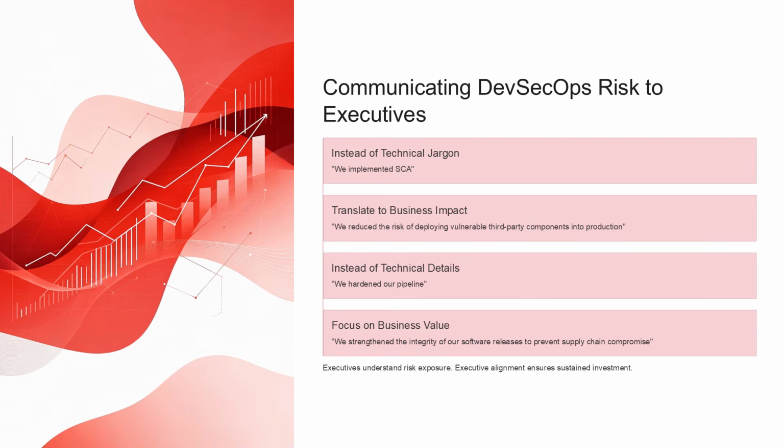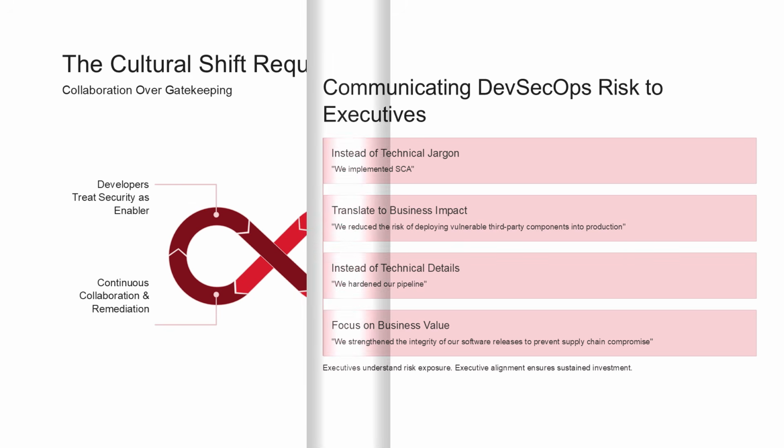Executives may not understand SAST or SBOM details. They understand risk exposure. You must translate technical controls into business impact. Instead of saying, "We implemented SCA," say, "We reduced the risk of deploying vulnerable third-party components into production." Instead of saying, "We hardened our pipeline," say, "We strengthened the integrity of our software releases to prevent supply chain compromise." Executive alignment ensures sustained investment.